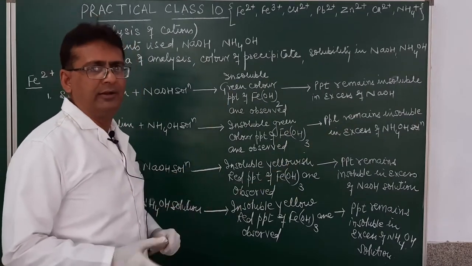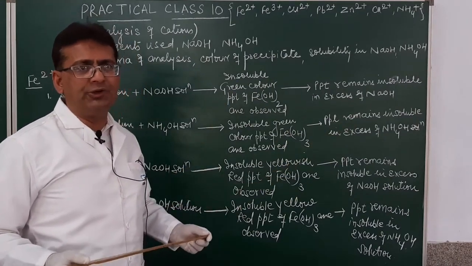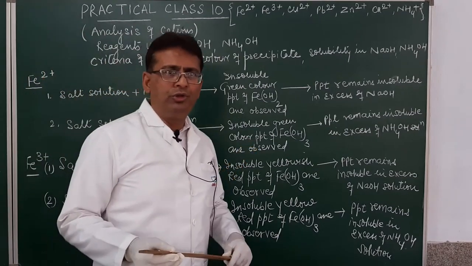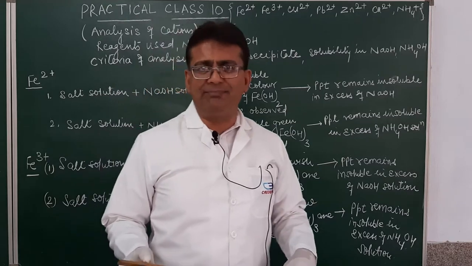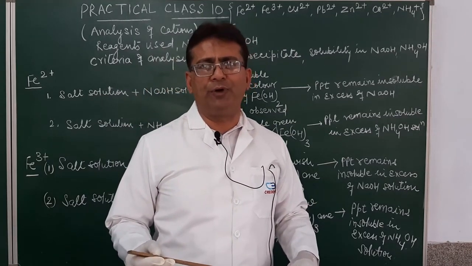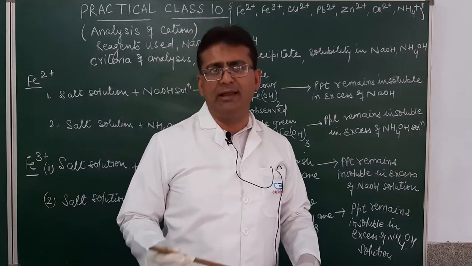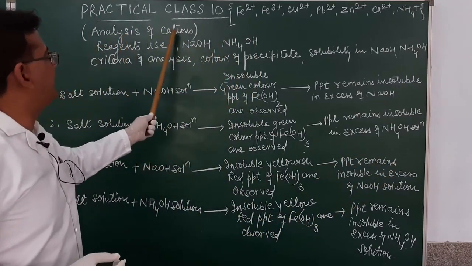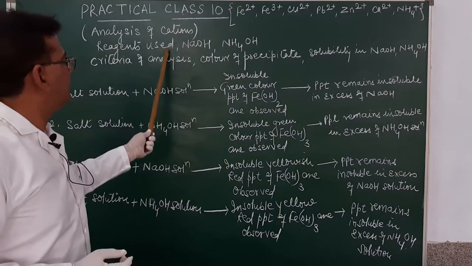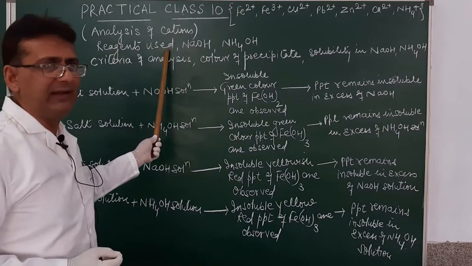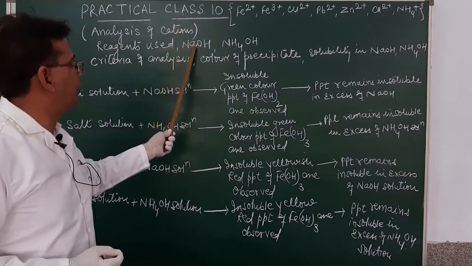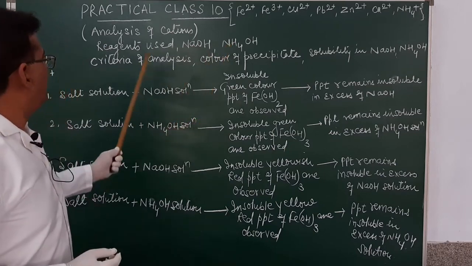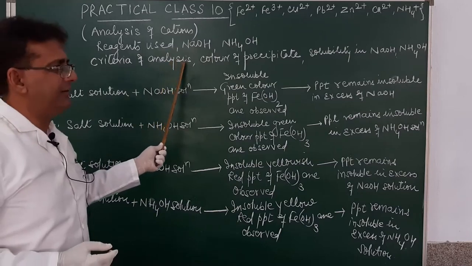So today we will try to demonstrate to you how you will be doing this practical or how you will be identifying these reagents in the laboratory. As I told you, for the analysis of cations, the reagents to be used are sodium hydroxide and ammonium hydroxide. And what was the criteria for analysis?